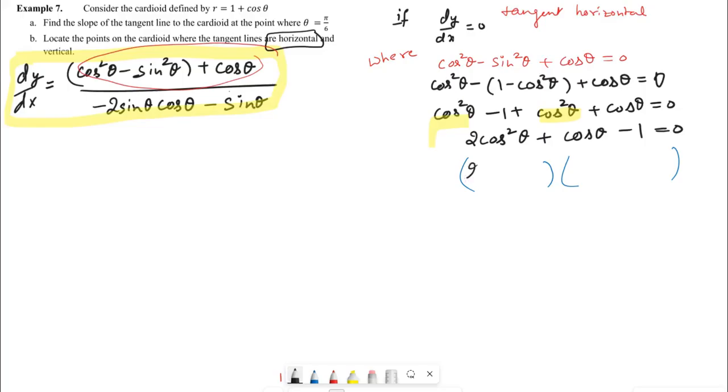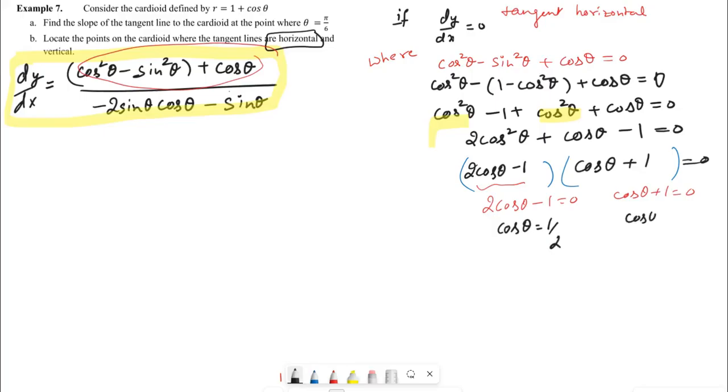Let's see. So 2 cosine theta minus 1, cosine theta plus 1. Let's see if that works. 2 cosine square theta plus 2 cosine theta minus cosine theta minus 1 equal to 0. So either the first factor is 0 or cosine theta plus 1 is equal to 0. From here, cosine theta equal to half, and here cosine theta equal to negative 1.